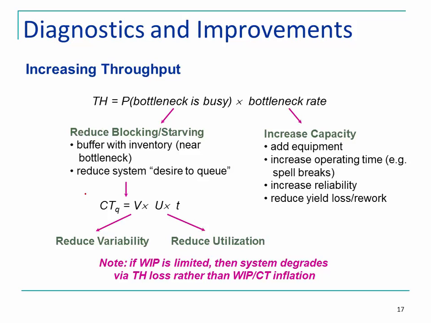If you focus on the second part of that equation, then you want to increase the capacity by adding equipment, increasing operating time, reliability, or reduce the yield loss or rework. Okay, so the efficiency of the quality of your process must be very high. And the note: if width is limited, then the system degrades via throughput loss rather than width divided by cycle time inflation.